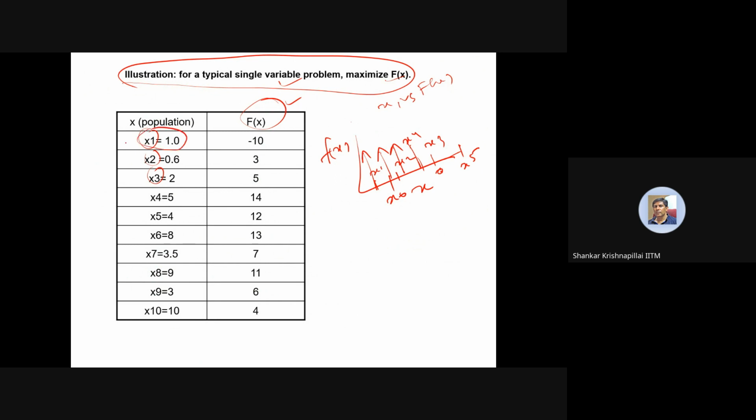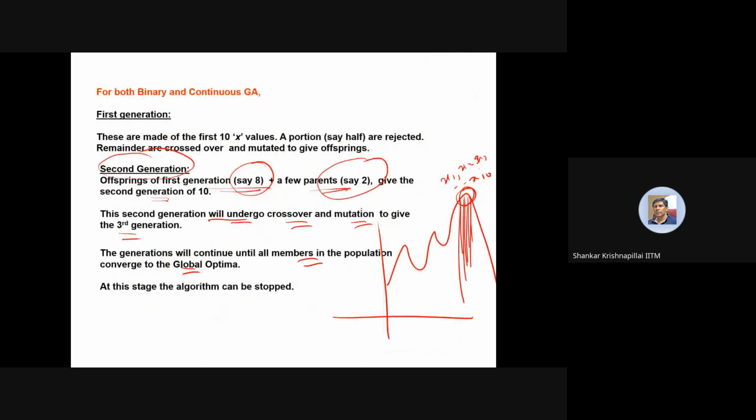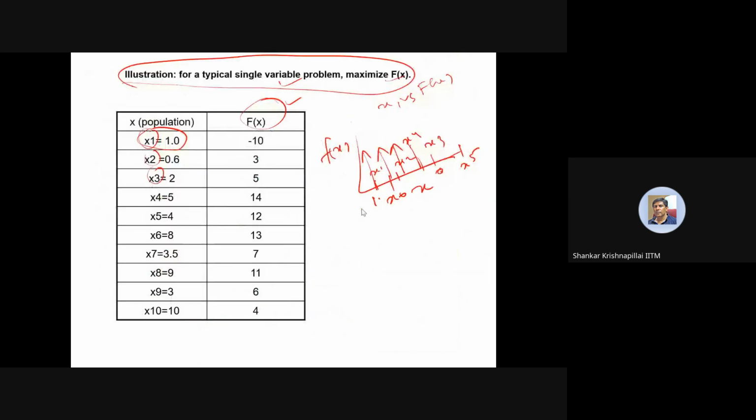So x1 is equal to 1.0, the x coordinate is 1.0, and f of x is minus 10. You can see this is the abnormal value. Then x2 is 0.6 and f of x is 3. So 10 values of x are randomly picked from the x coordinates and corresponding f of x values are written here. First you have to eliminate this negative number.